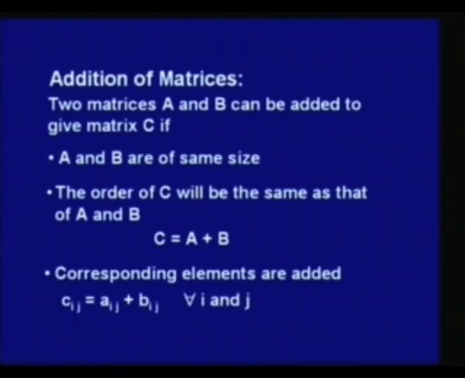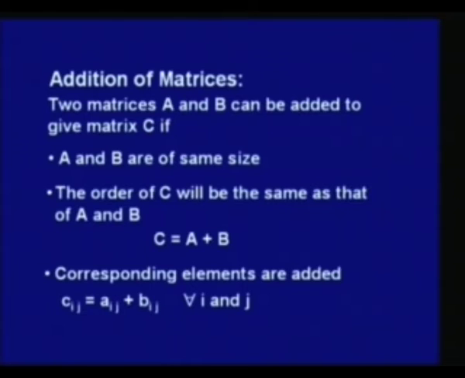In the algebra of matrices, we define addition of matrices. If we are given two matrices A and B, then they can be added to give a matrix C if A and B are of same size. So, if the matrices A and B are of same size, then we say that they can be added, and the result will be the third matrix C. This matrix C will be of the same order as that of A and B, and we write C is equal to A plus B.